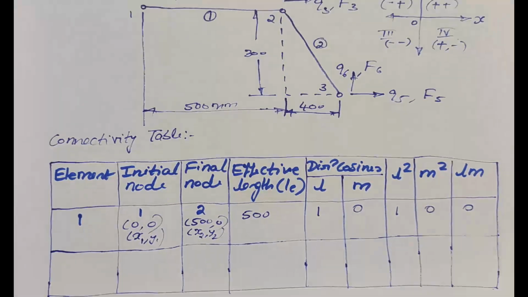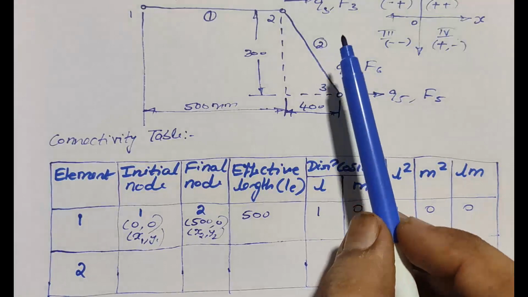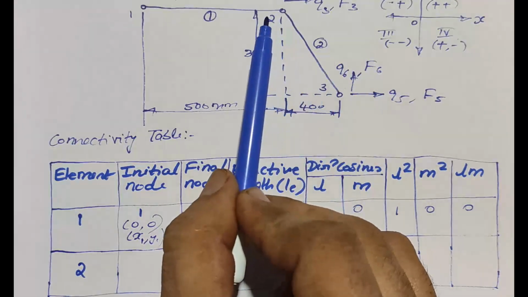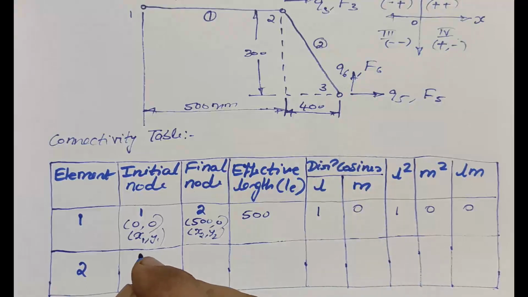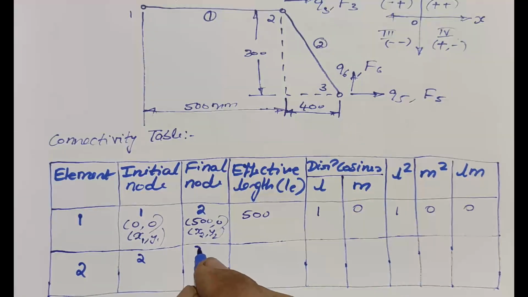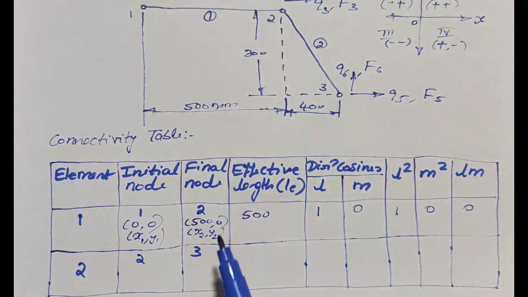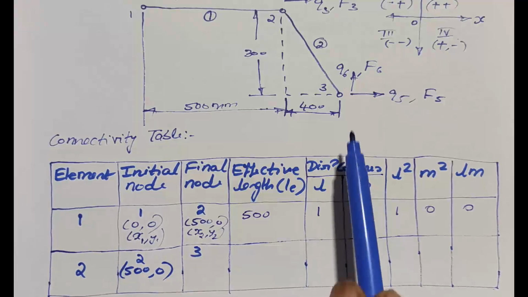See, next is second element, element number 2. You can see here, this is our element number 2. It connects node number 2 to 3. Means initial node is 2, final node is 3. We know the coordinate for node number 2, that is 500, 0. Next, node number 3.